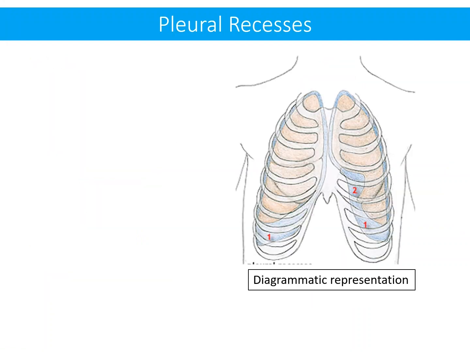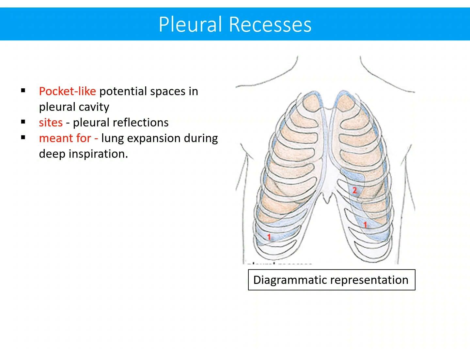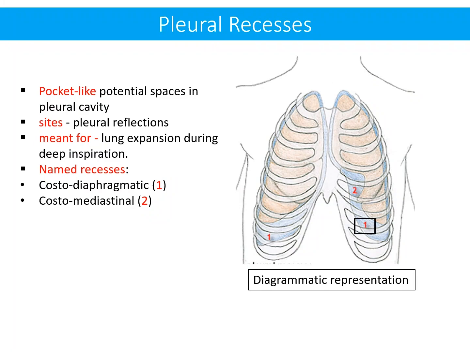Pleural recesses. These are pocket-like potential spaces in the pleural cavity. These spaces appear at the sites of pleural reflections, and they are meant for lung expansion during deep inspiration. There are two named pleural recesses. One is costodiaphragmatic and the other one is costomediastinal.